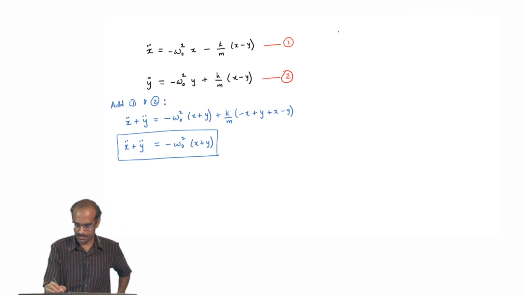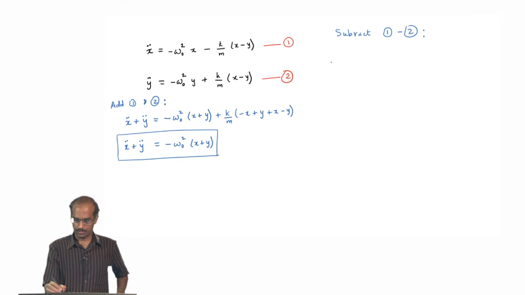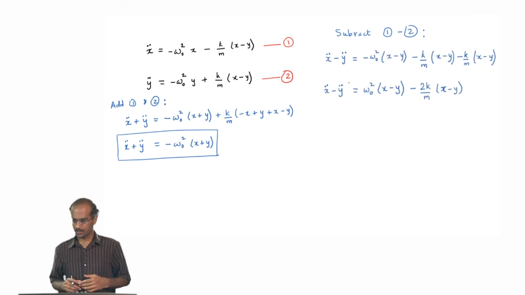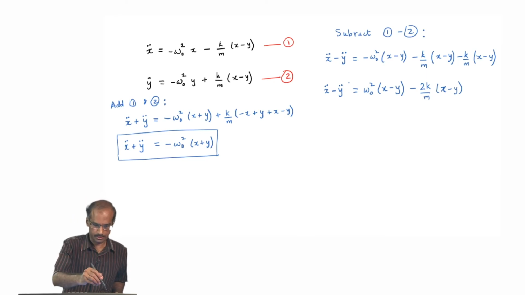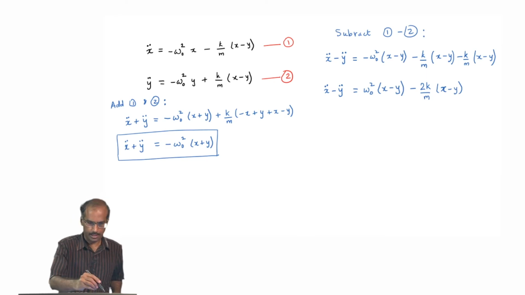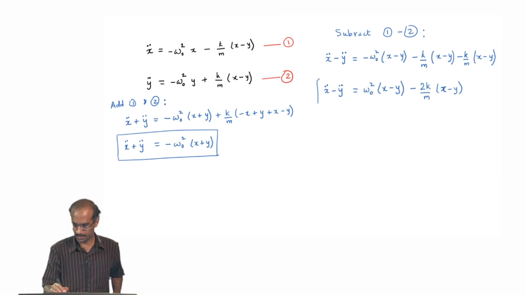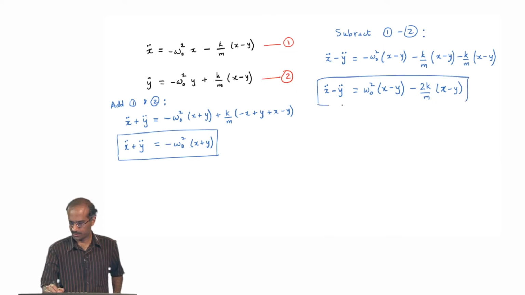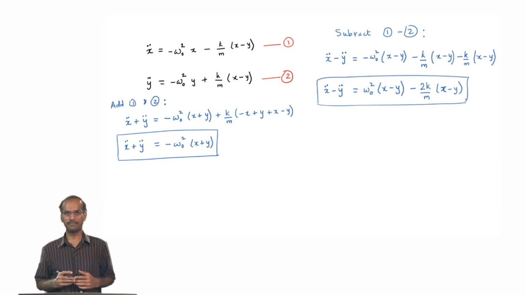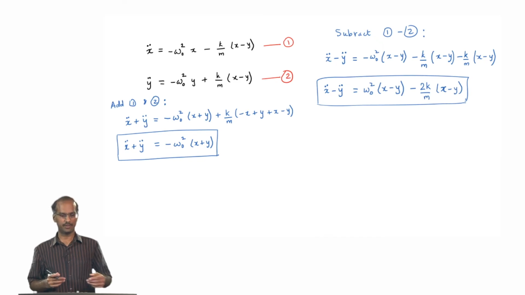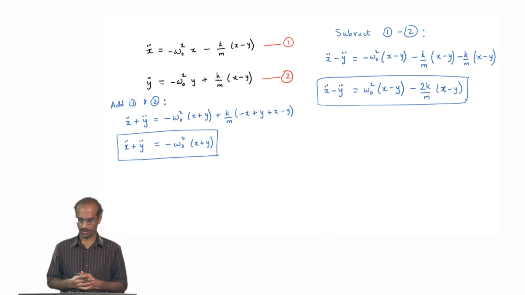Now, let me subtract. I want to subtract 2 from 1. That would give me, now I have simplified and written this equation. So, I have the second equation which is resulting from subtracting equation 2 from equation 1.